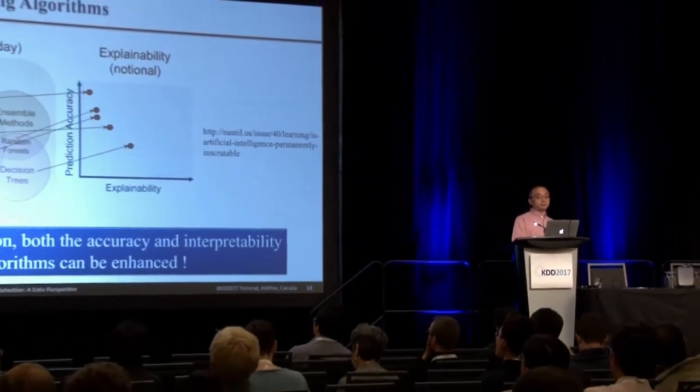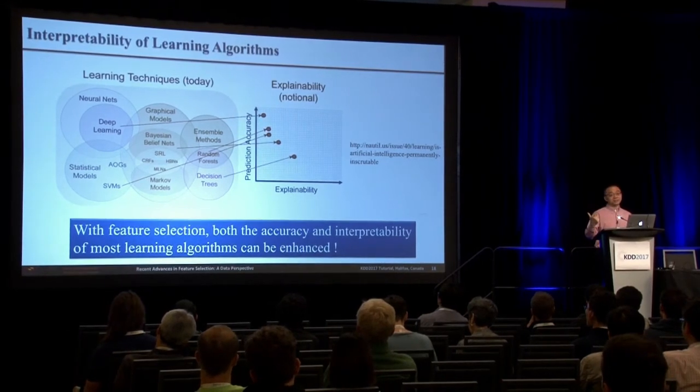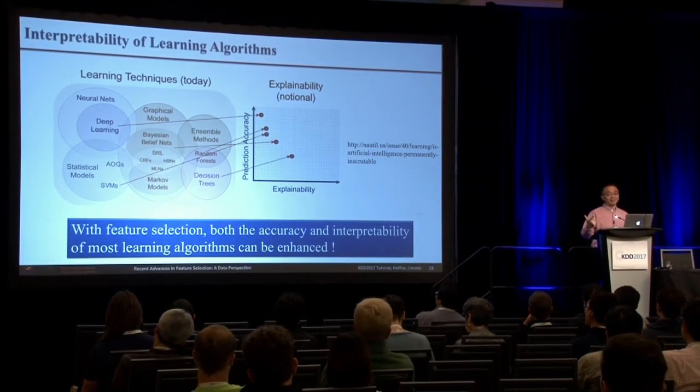So this is the interpretability of learning algorithms. I noticed some people are trying to take photos. I hope you just take a photo of me, not the slide, because we give you the slides online, all right?